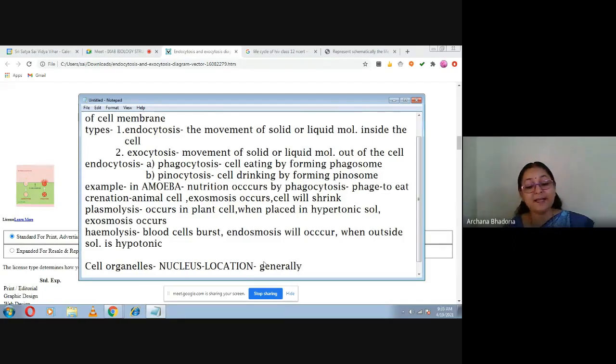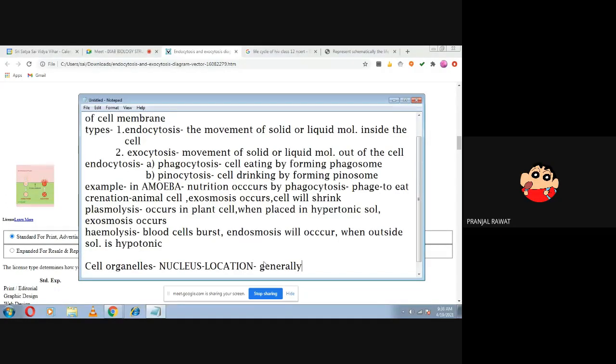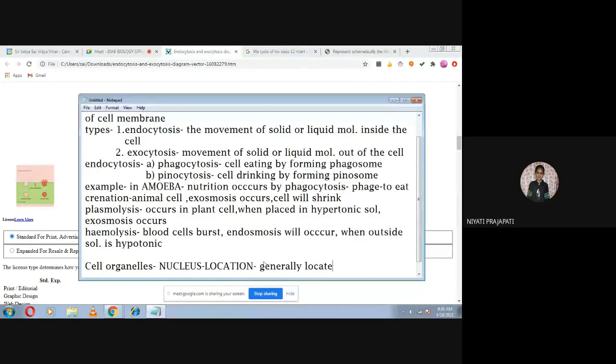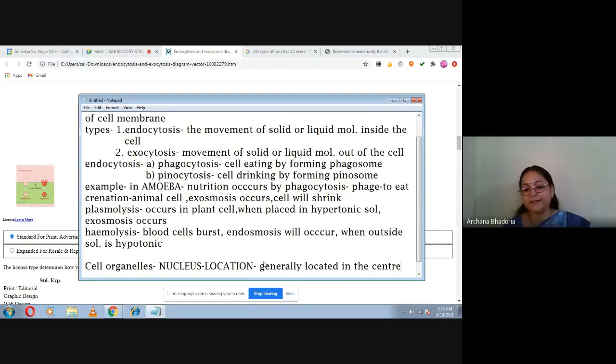Because in the plant cell, you find a big vacuole is there. In that case, the nucleus is shifted to one side. If the vacuole is big, it goes to the corner, to one side or one corner of the cell. But otherwise, you find most of the cells will have the nucleus at the center of the cell.